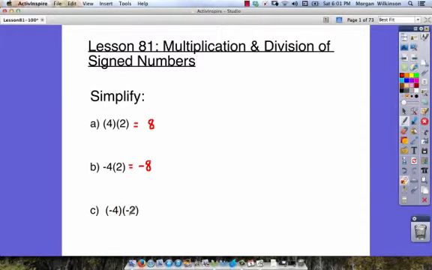Then we have negative 4 times negative 2. Well, what this problem is saying is the opposite of a negative. The opposite of a negative, that's a positive. So we're going to come back to our original answer of positive 8, even though we're multiplying a negative times a negative. Let's look at some division problems.